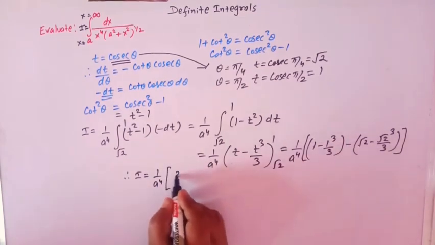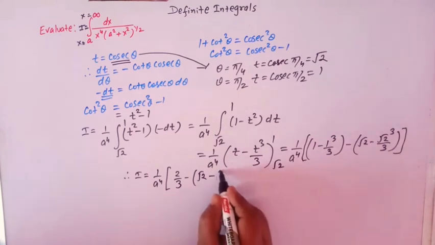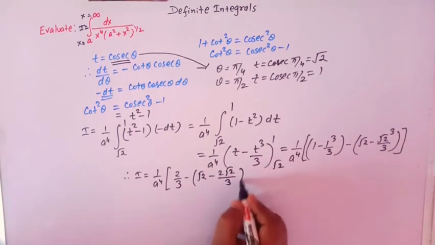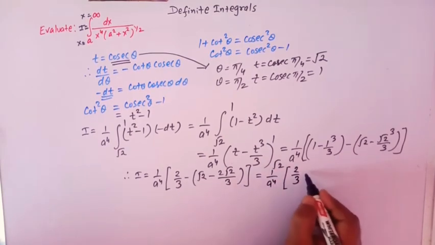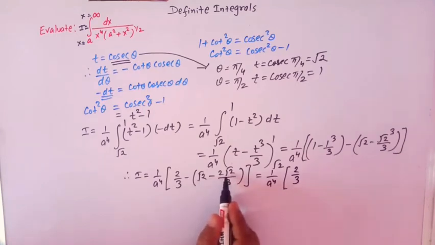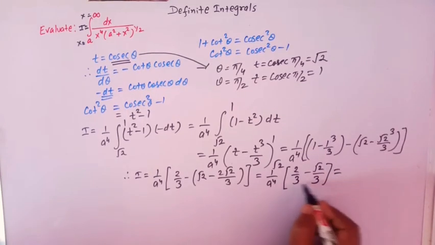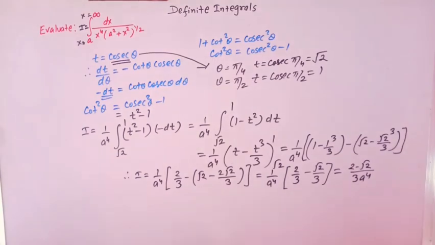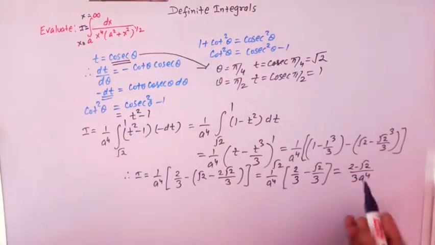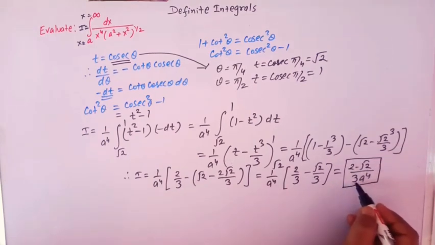So now I is equal to 1 over a raised to 4, and here 1 minus 1 over 3 is 2 over 3, and here we have root 2 minus 2 root 2 over 3, right? And this is 1 over a raised to 4, 2 over 3, and here 3 root 2 minus 2 root 2 is root 2 over 3. And now taking the LCM, we have 2 minus root 2 over 3 times a raised to 4, right? So viewers, the value of this integral is 2 minus square root of 2 divided by 3 times a raised to 4.